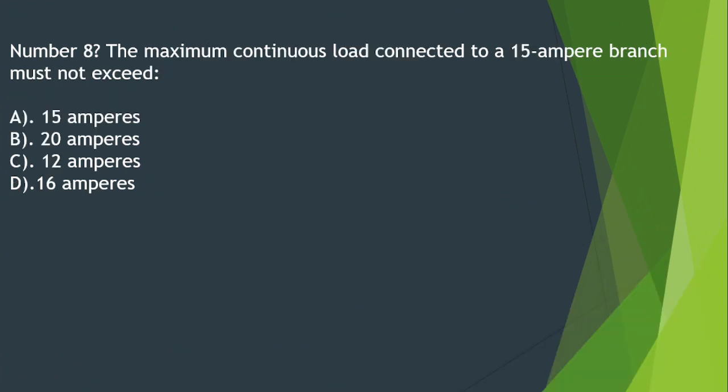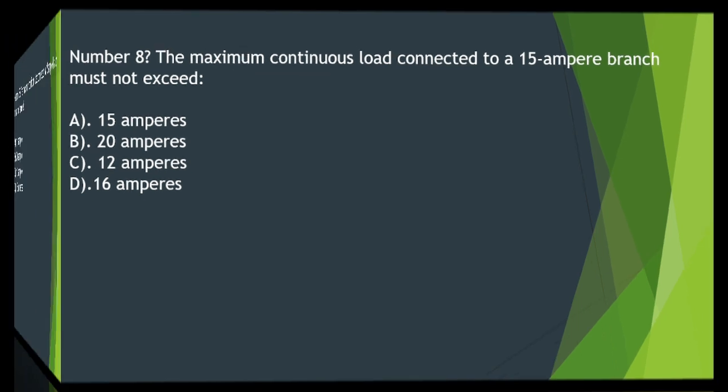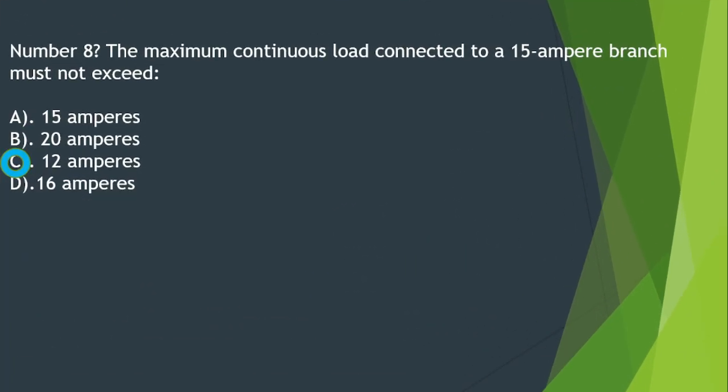Number 8. The maximum continuous load connected to a 15 ampere branch must not exceed A. 15 amperes, B. 20 amperes, C. 12 amperes, D. 16 amperes. The answer is C. 12 amperes.